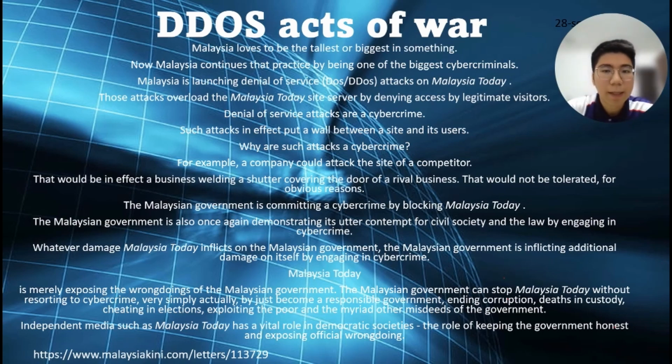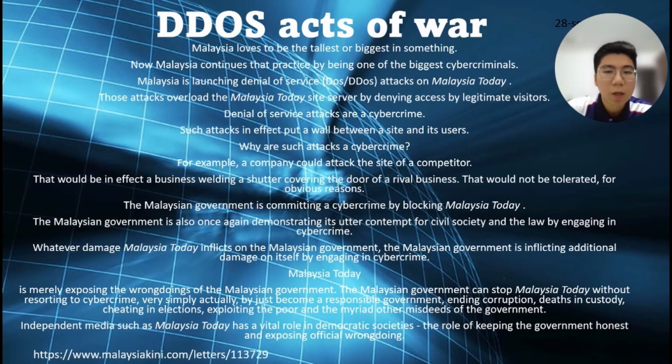Denial of service attacks are a cybercrime. Such attacks inflict harm on the relationship between a site and its users. Why is such an attack a cybercrime? For example, a company attacks the site of a competitor. That will be in effect a business welding a shutter over the door of a rival business. That will not be tolerated for obvious reasons.